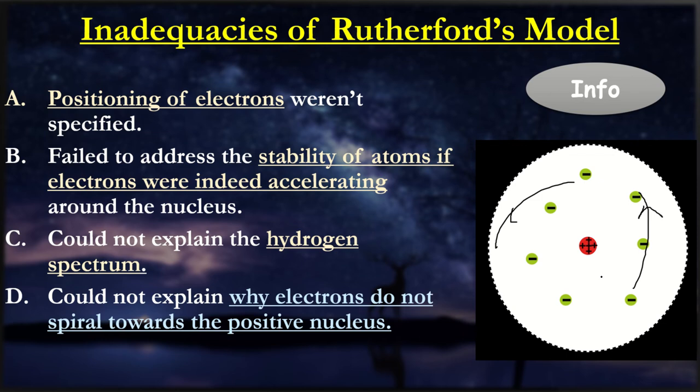The other one is that it doesn't explain the hydrogen spectrum, which we're going to look at in a second. It also doesn't explain why the electrons don't spiral in. Like we said, those are 2 points that were already specified. Bohr's model answers that, Bohr's model answers this one as well, and Bohr's model answers that one as well.